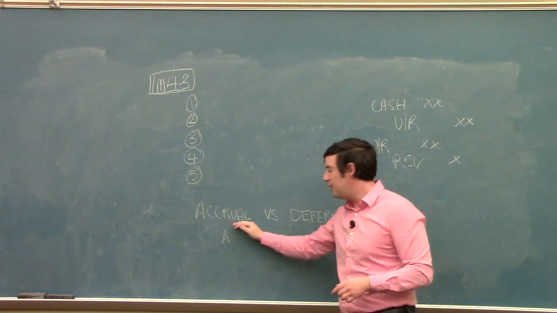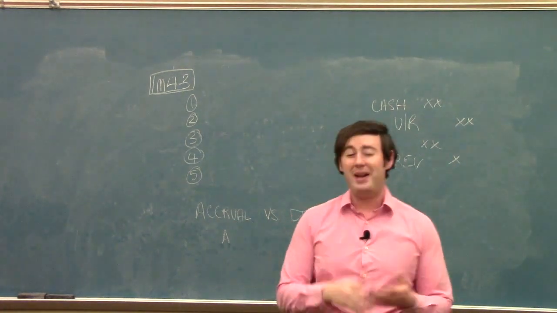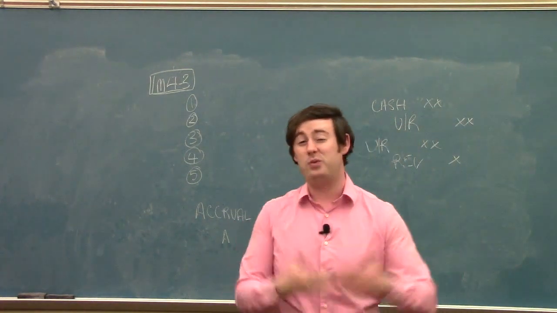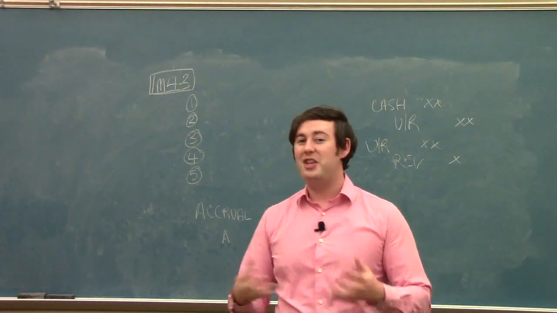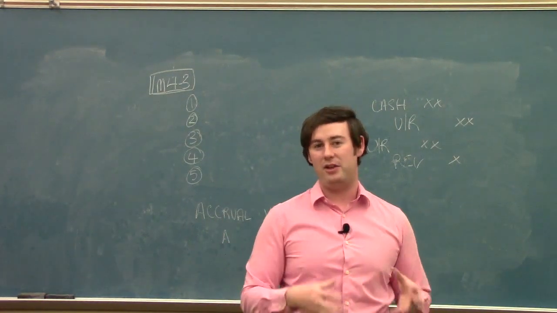With accruals, there's been no previous journal entry. There's been an event that's taken place, and that's why it requires an adjustment, but there's been nothing that's been previously set on the balance sheet that's been deferred.